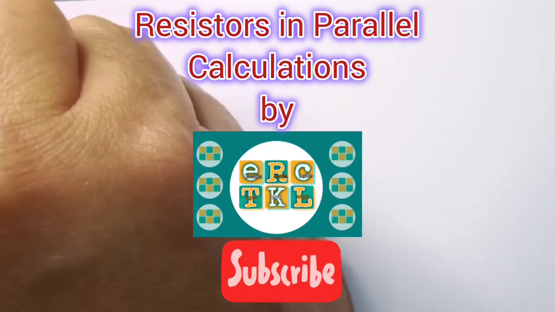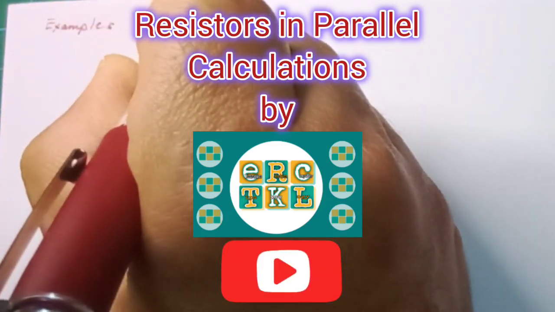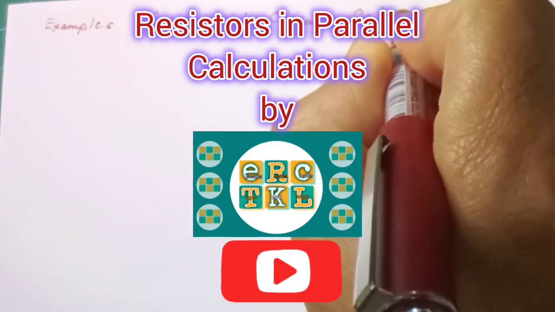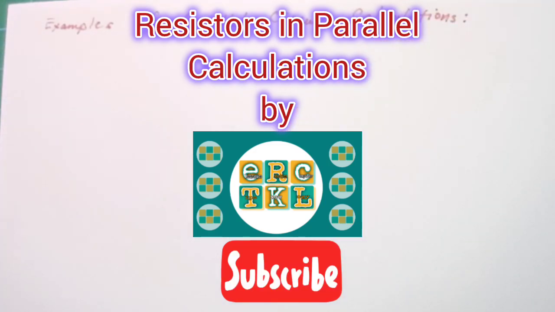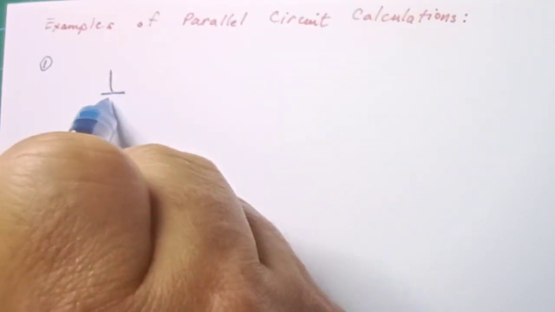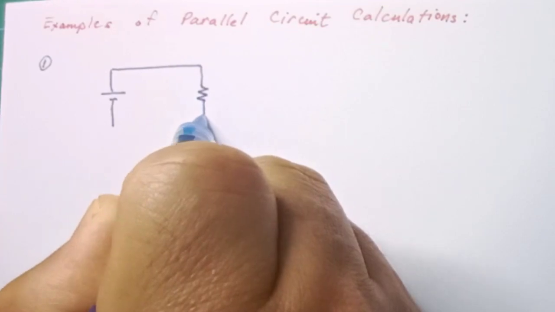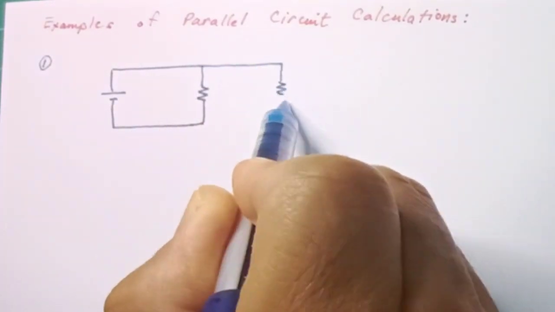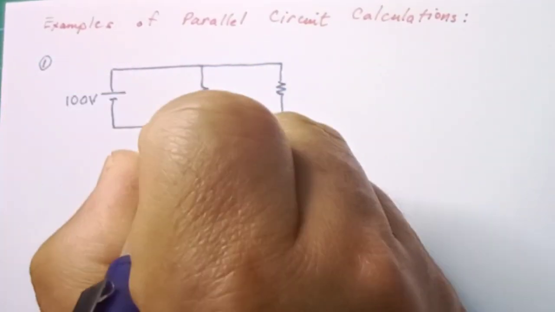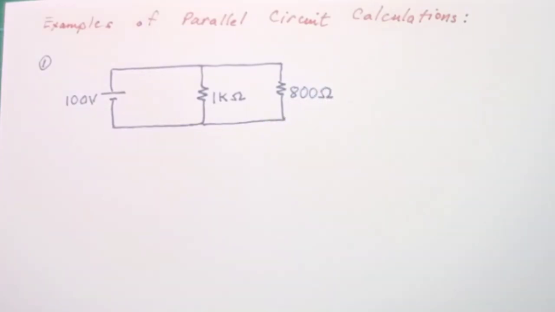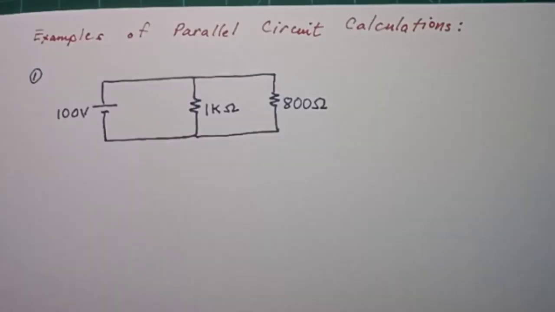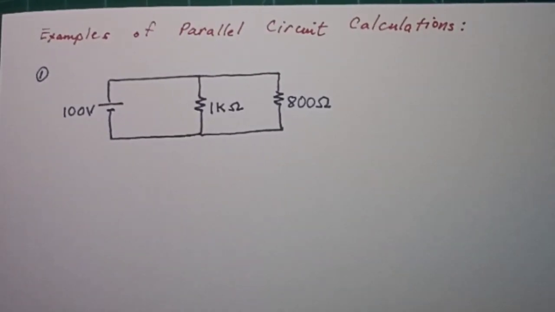Welcome to ERC Tipsnology. In this video, we will be learning how to do calculations on a parallel circuit. So let's first draw a circuit with two resistors in parallel. We have here 100 volts for our voltage source, a 1 kilo ohms resistor for R1, and an 800 ohms resistor.